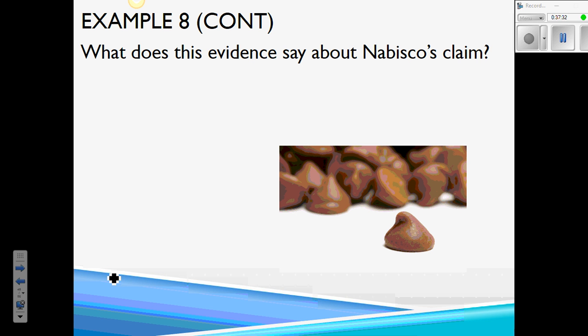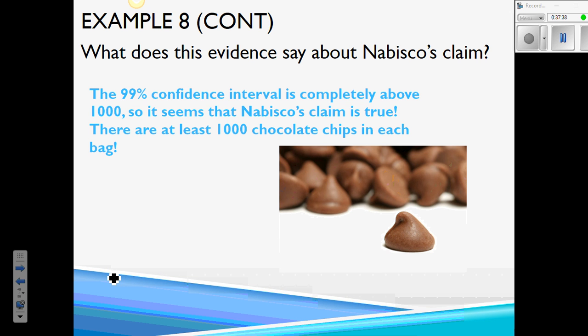All right, let's answer the final question. What does this evidence say about Nabisco's claim? What was the claim? Is it true? The 99% confidence interval is completely above it. So guess what we assume to be true? Nabisco's claim seems to be true. There are at least 1,000 chocolate chips in each bag of Chips Ahoy cookies.